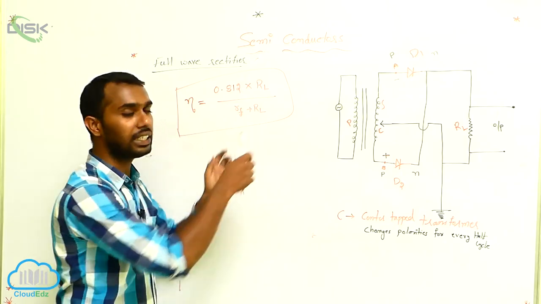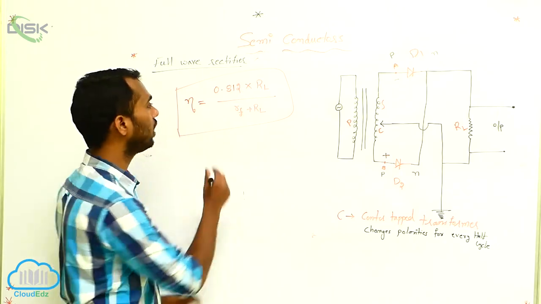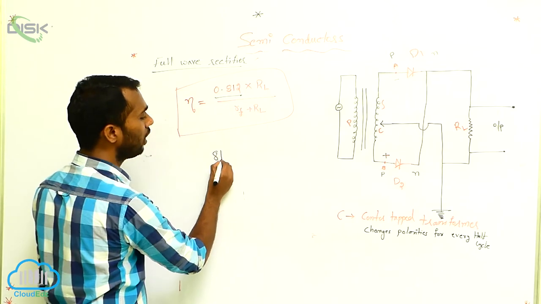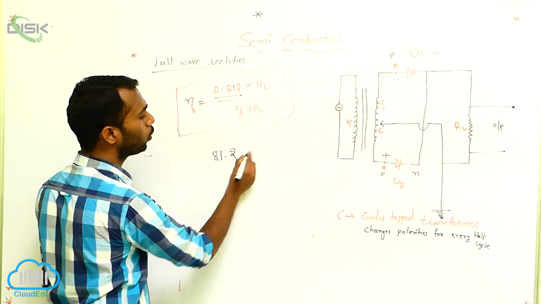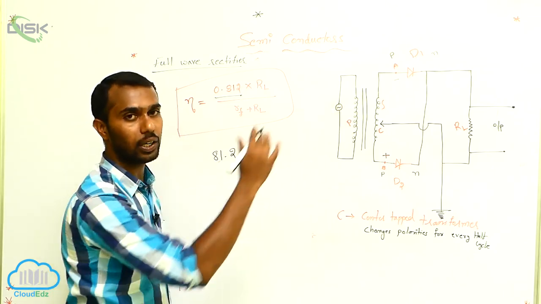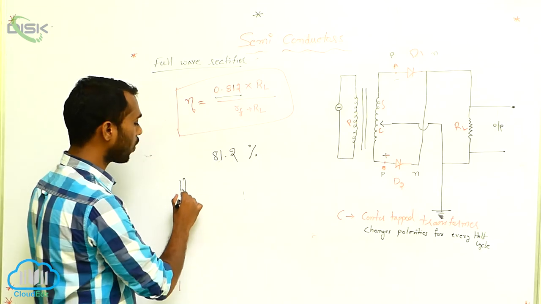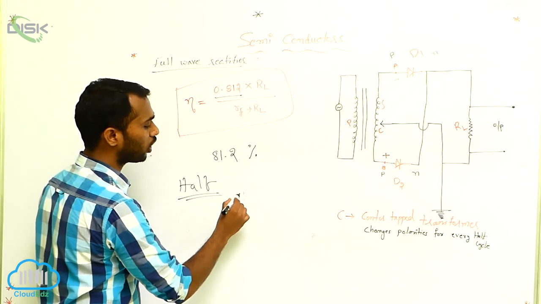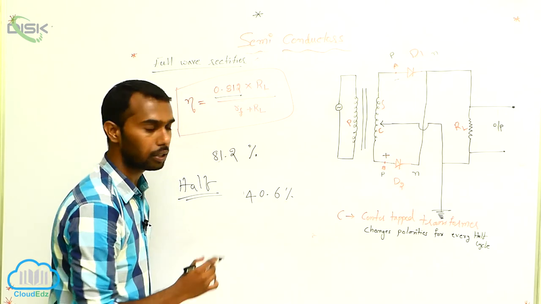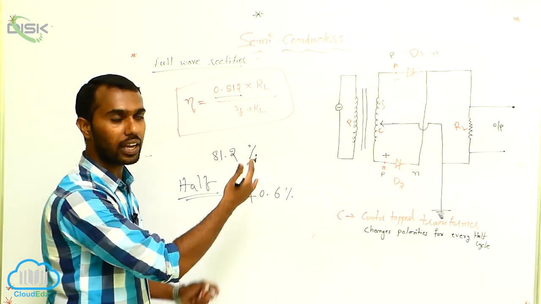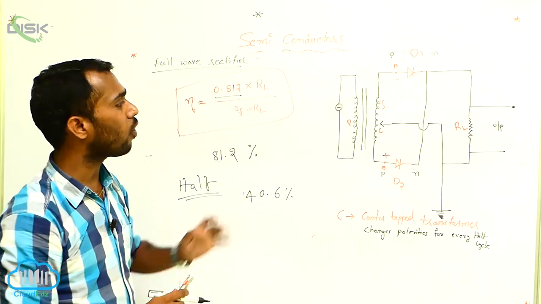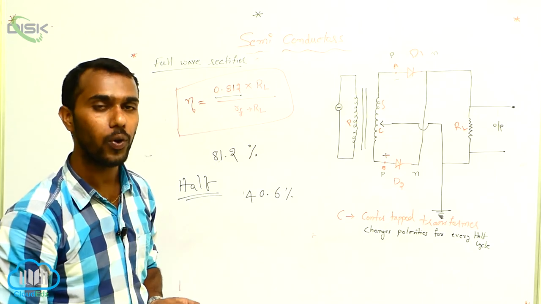How much percentage is converting? See, 0.812. Automatically, how much percentage, sir? 81.2% of AC current is converting into DC. In a half wave rectifier, just 40.6% is converting. But in a full wave rectifier, we can convert more current into DC. This is about the half wave rectifier and the full wave rectifier.